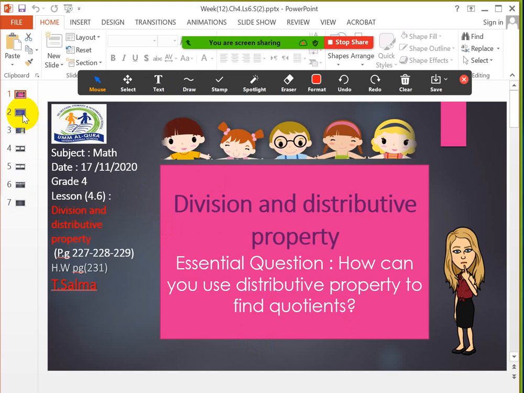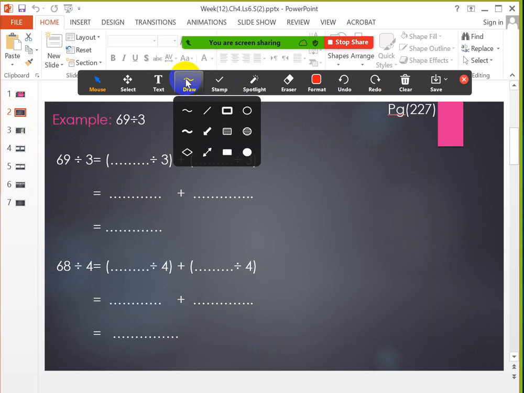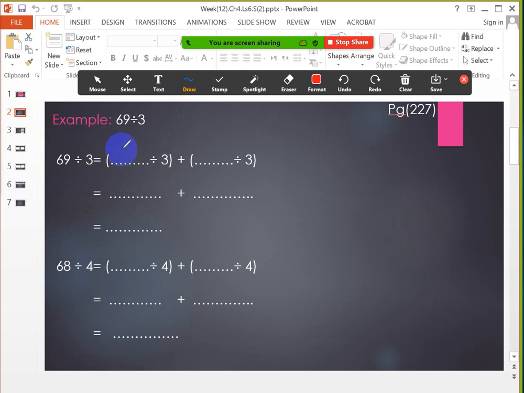So, girls, let's start with the first example. You remember distributive property told me that first thing you can break the two-digit number. Okay, so in distributive property I can break the two-digit number into two numbers. The addition of these two numbers equals this number.